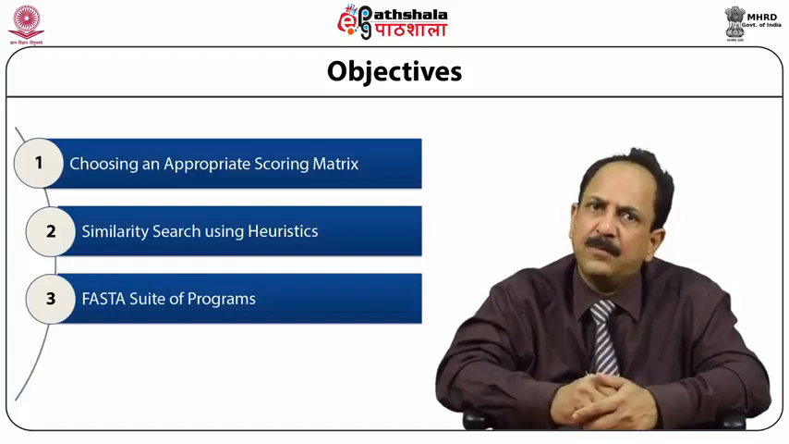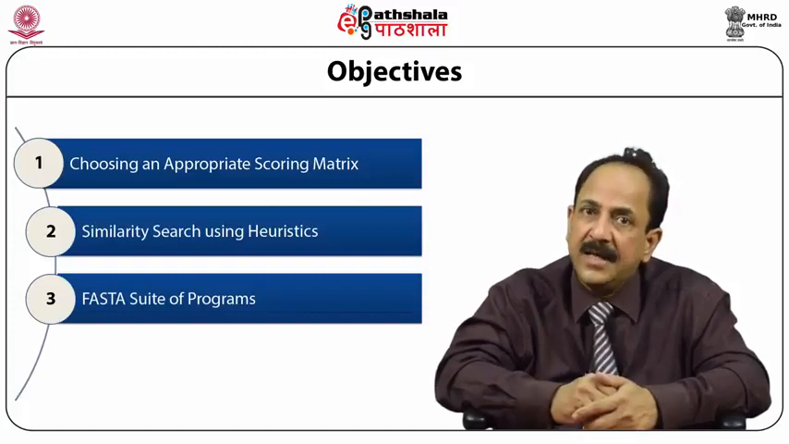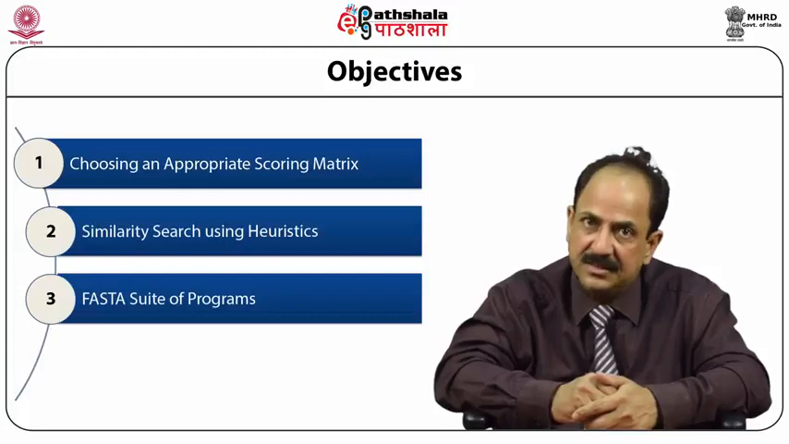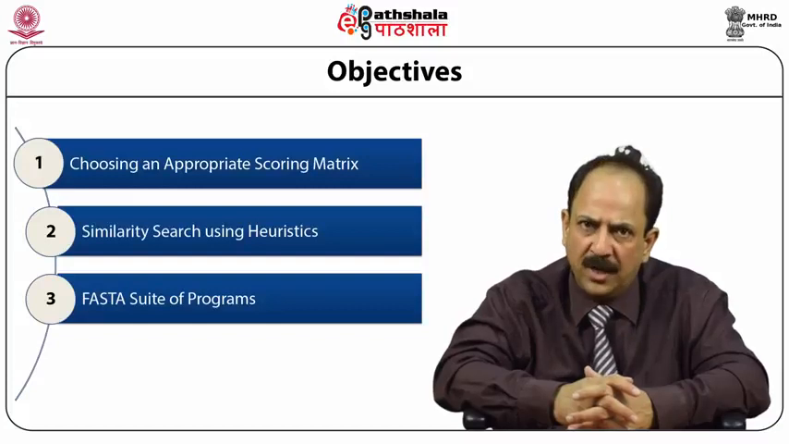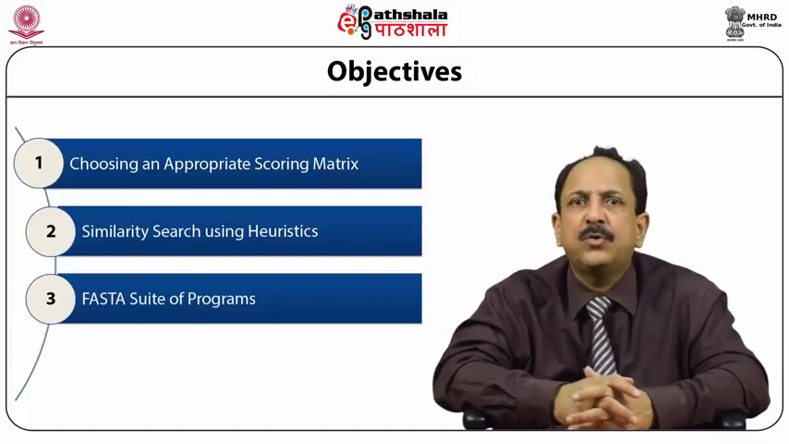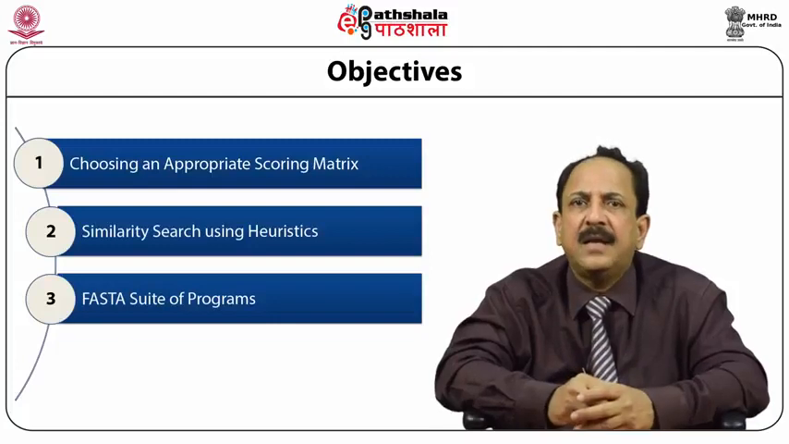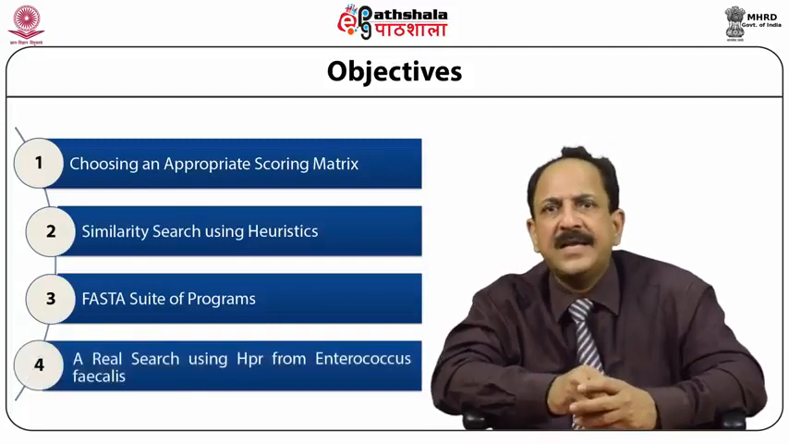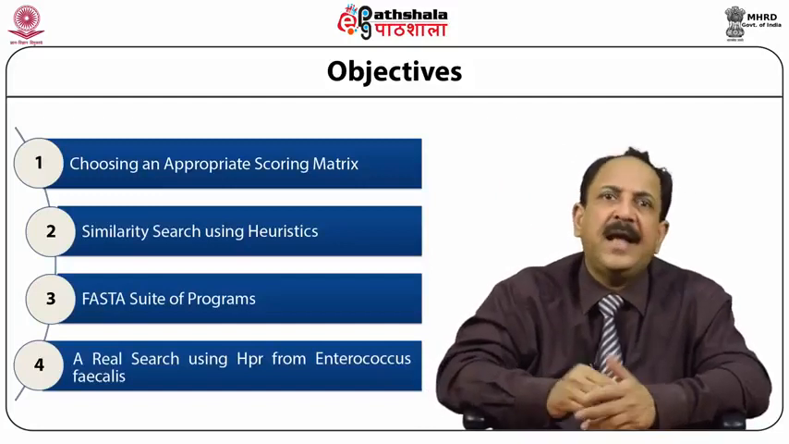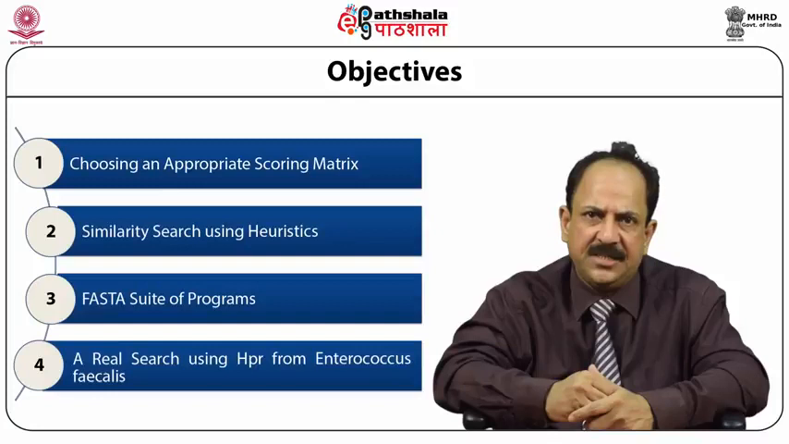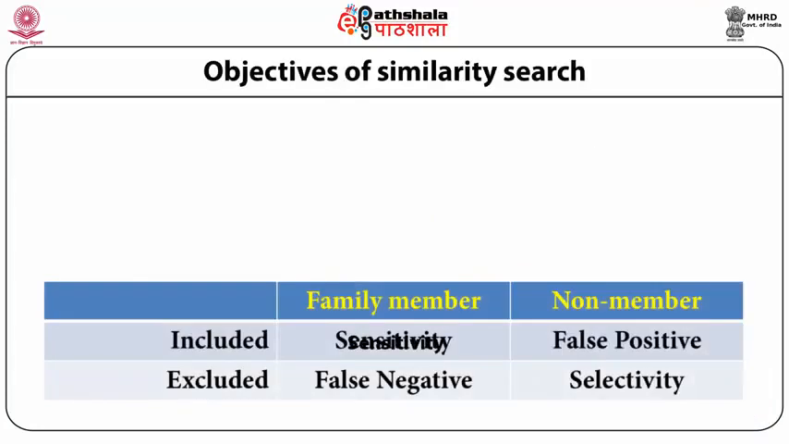Finally, we will use the dynamic programming based similarity search program SSEARCH and the heuristic based FASTA suite of programs to search similar proteins for the given HPr protein from Enterococcus faecalis, a protein involved in the uptake of sugars and regulation of gene expression. The objective of similarity search is to find all similar sequences and reject dissimilar sequences.